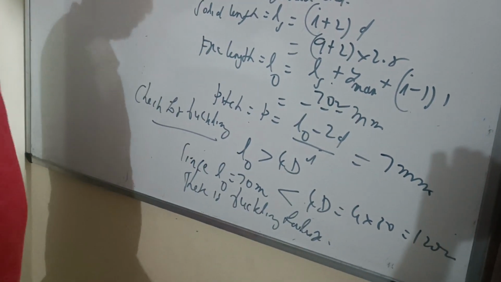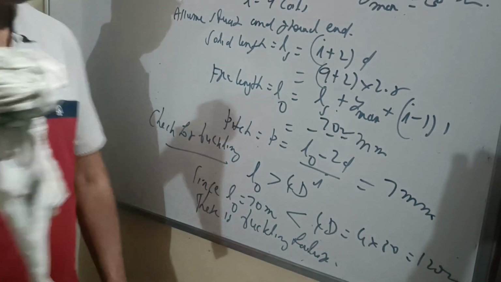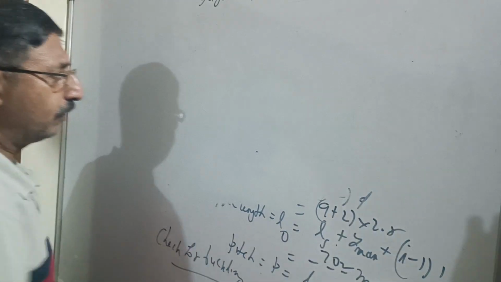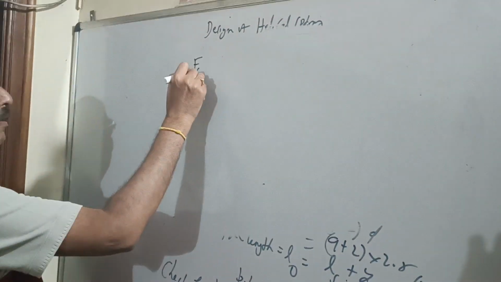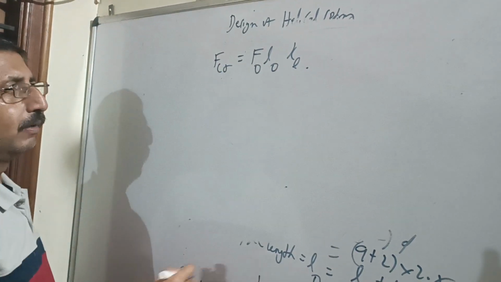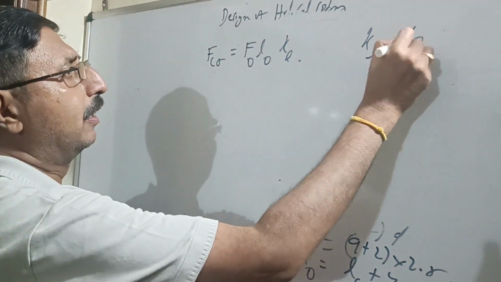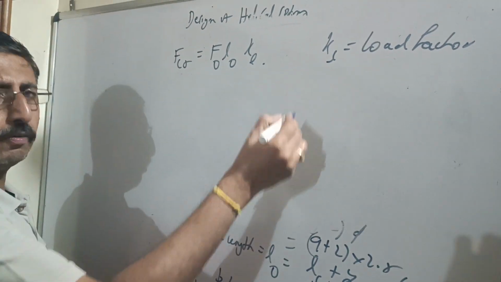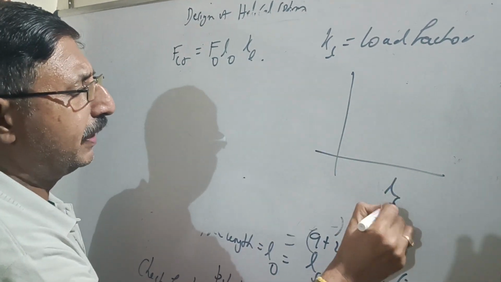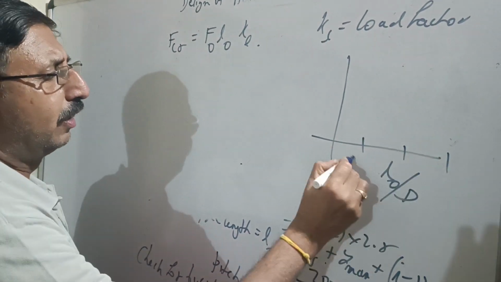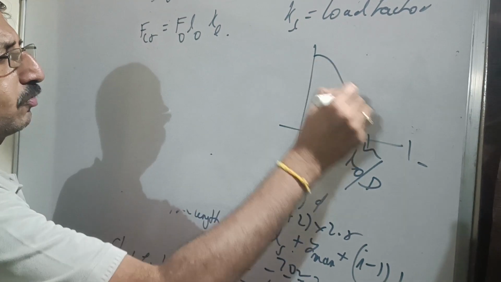So if I want to avoid buckling failure, you have to find out the critical load, in other words, the critical load that will cause buckling failure. Now you please find out this critical load also. F0 into L0 into KL. What is KL there? Load factor. Please refer to the table. The load factor depends on the L0 by D ratio, like 2, 4, something like that. So you just find out that.